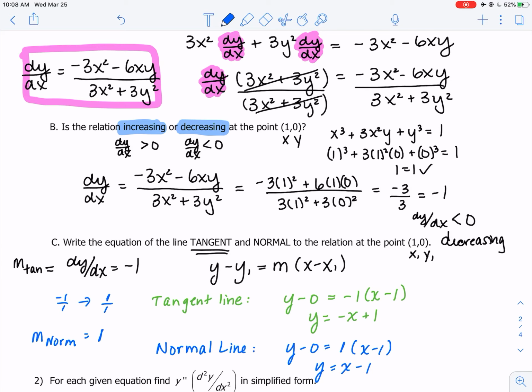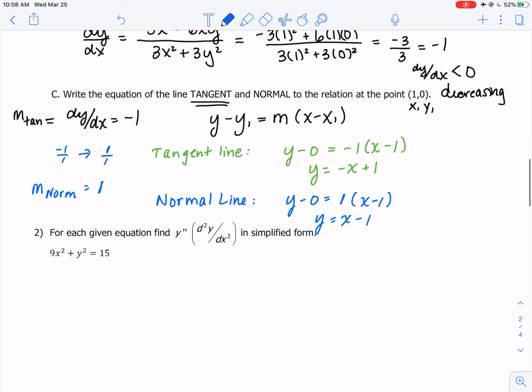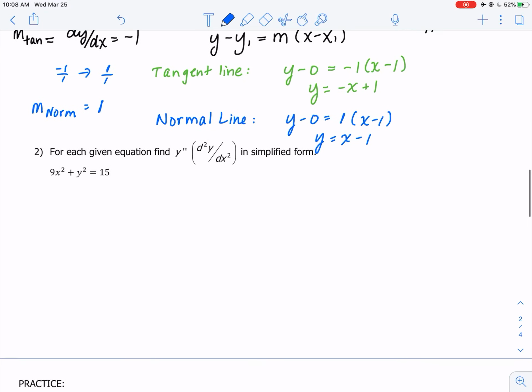We have one last and final question here to go through before you complete the rest of the work by yourself, and that is example number 2. Example number 2 says for the given equation, find the second derivative. Find d squared y dx squared in simplified form. That means you're going to have to find the first derivative and then find the derivative of that as well. So again, let's go through this implicitly.